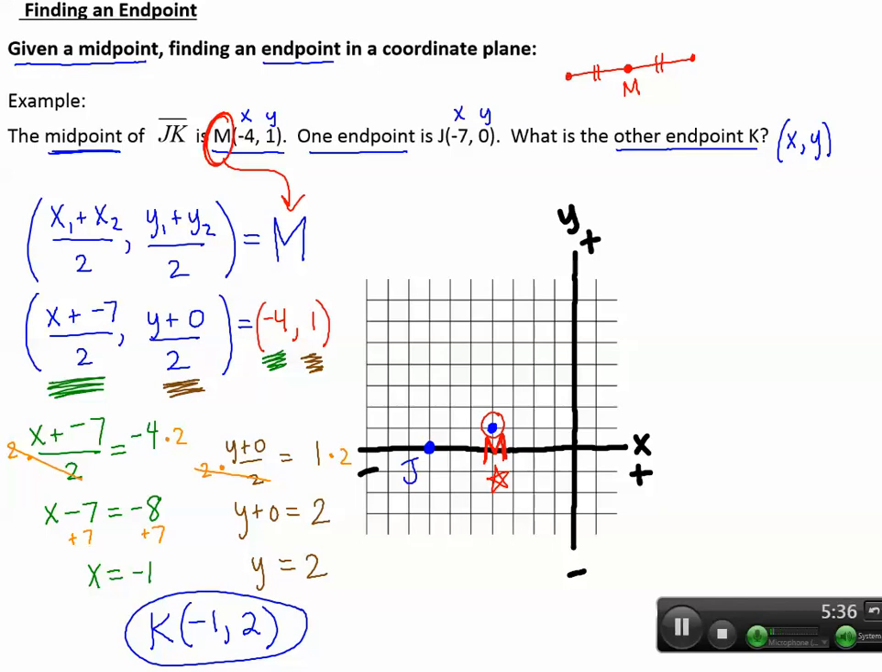So let's find the change in y starting from J heading towards M. So from J, I only have to count up 1 unit. So that means our change in y is positive 1. Our change in x, 1, 2, 3 units. So change in x is 3 units. Recall, this kind of looks like slope. Do you remember that slope is change in y over change in x? In fact, the slope of this line is 1 over 3, if we needed to know the slope.